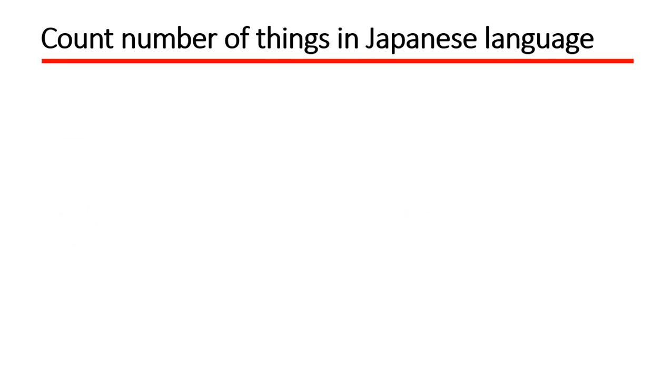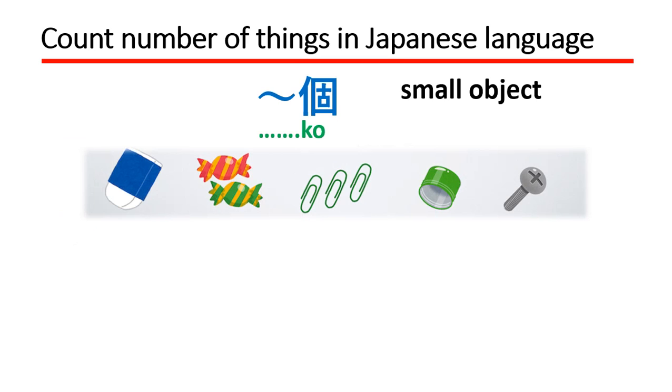So next we are going to count small objects. You see in the picture, eraser, candy, and many more things. They use ko, the kanji of ko. You just put the number in front of the kanji of ko and you can say it. So let's look at some examples. Ikko, which means one thing.